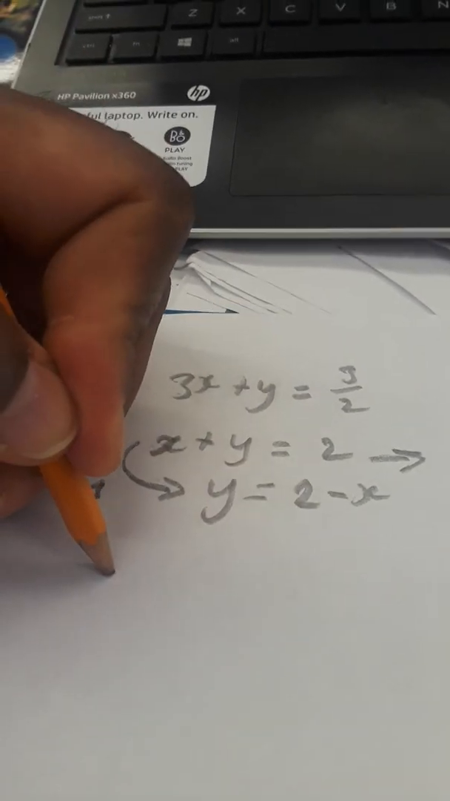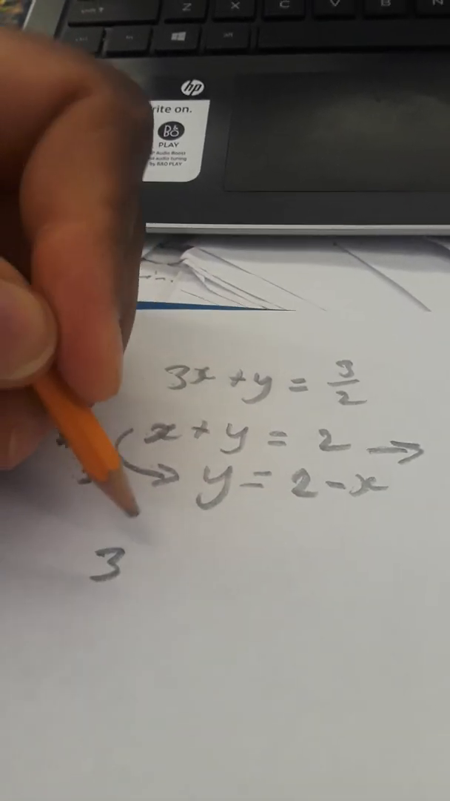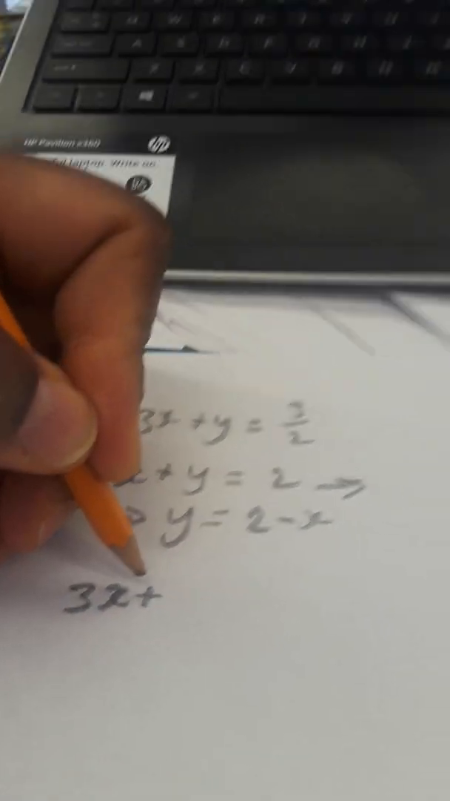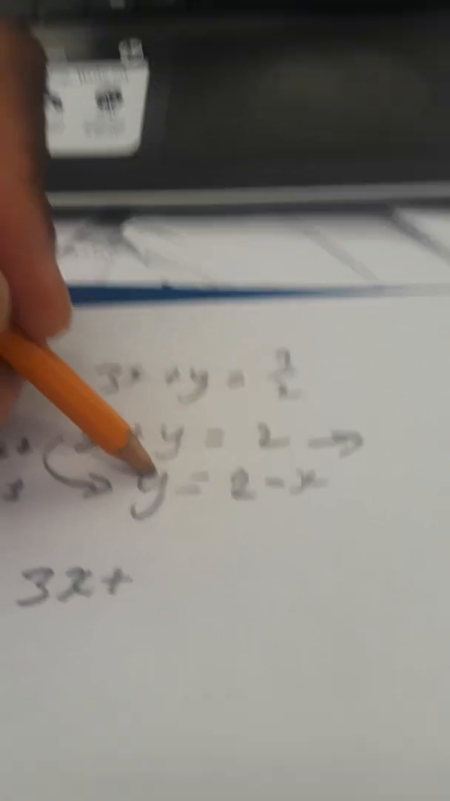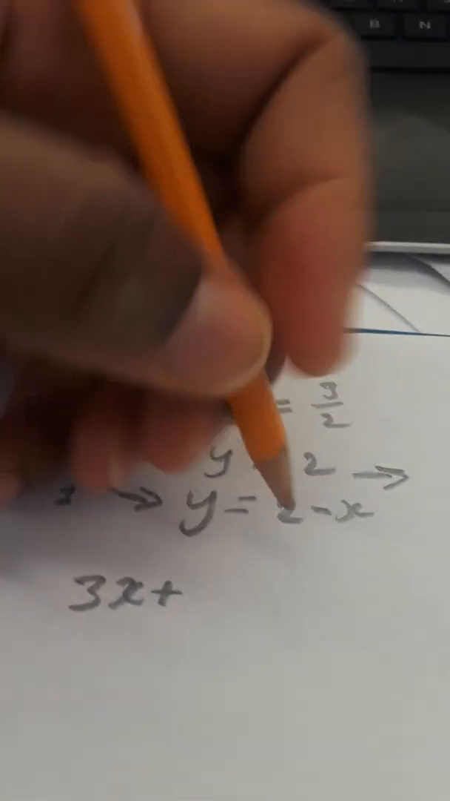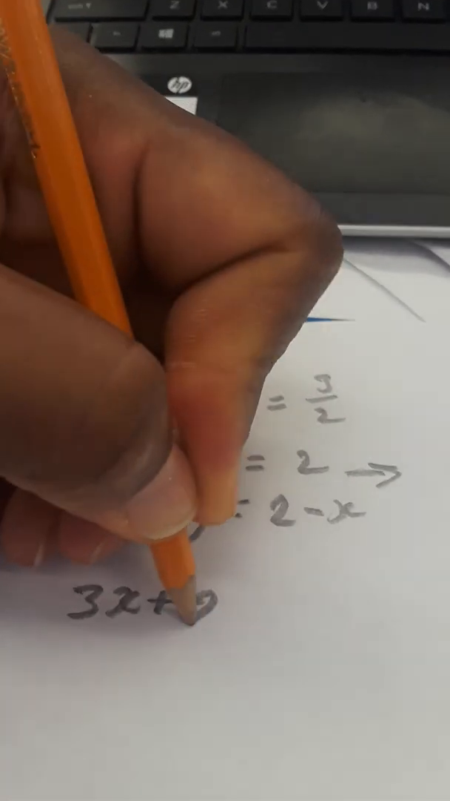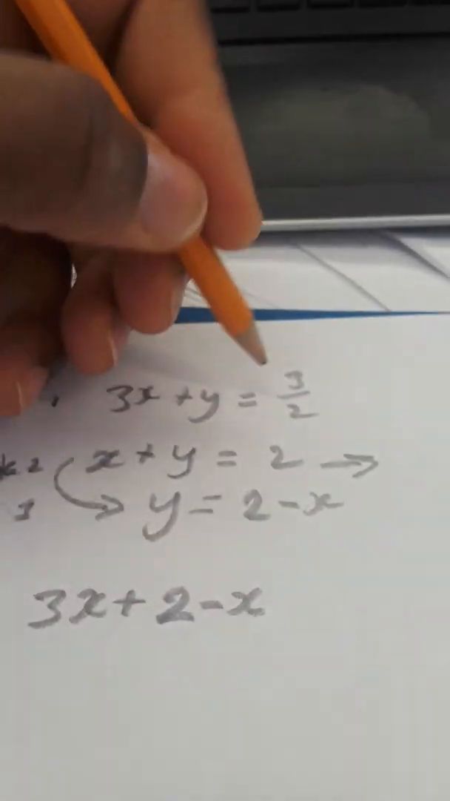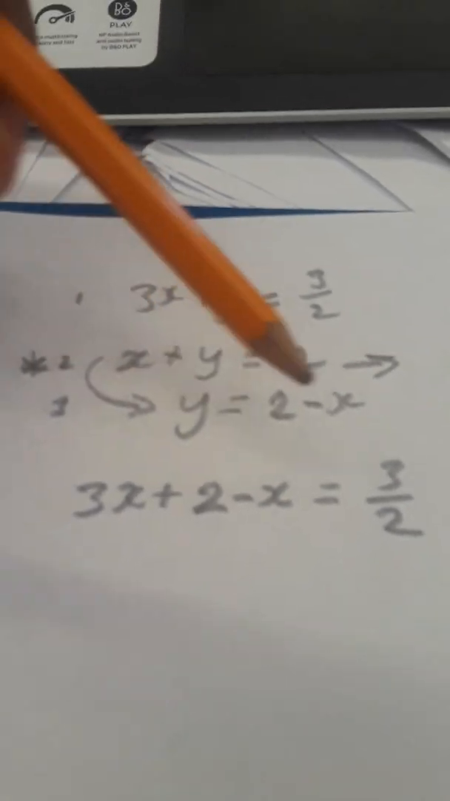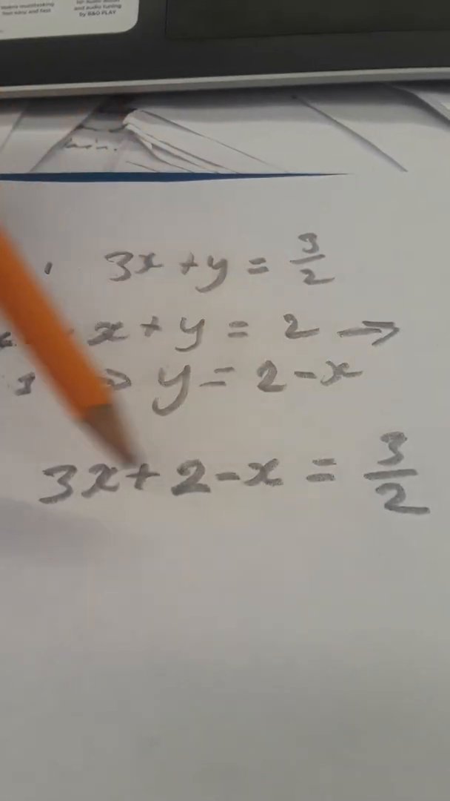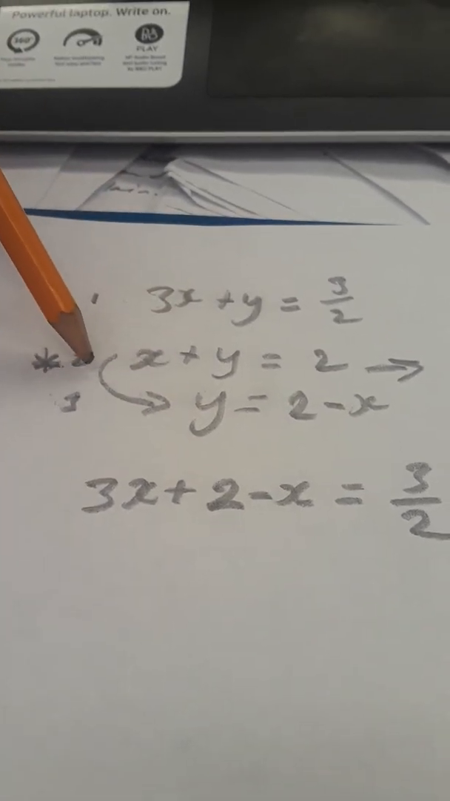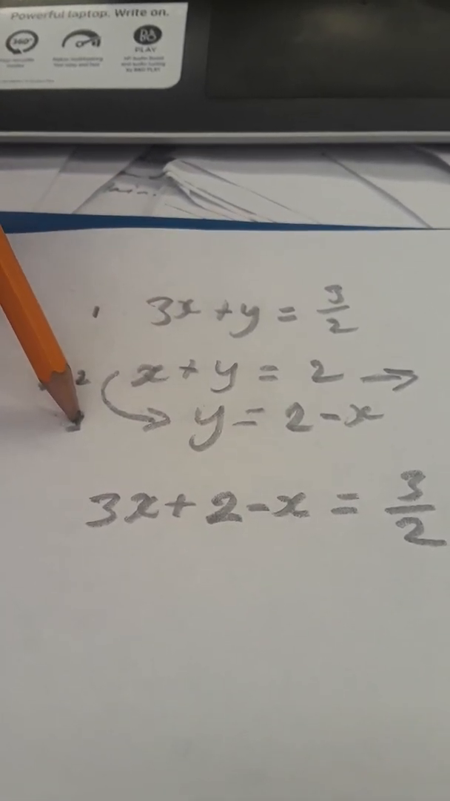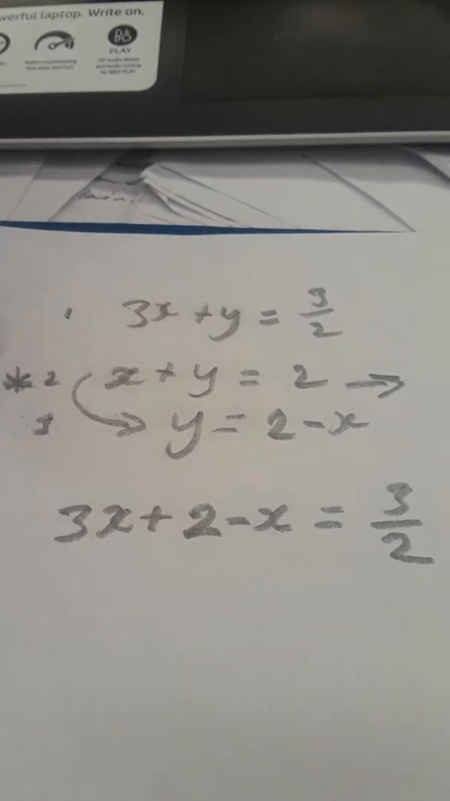So I'm going to rewrite equation 1, 3x plus, but now I am seeing y here, but I know what y is. y is equal to 2 minus x. So where I see y, I'm not going to put y anymore. I'm going to put 2 minus x, and I'm going to continue is equal to 3 over 2. So now I combine these two equations. I use the information from equation number 3, which is what y was. Okay, and now I solve for x.